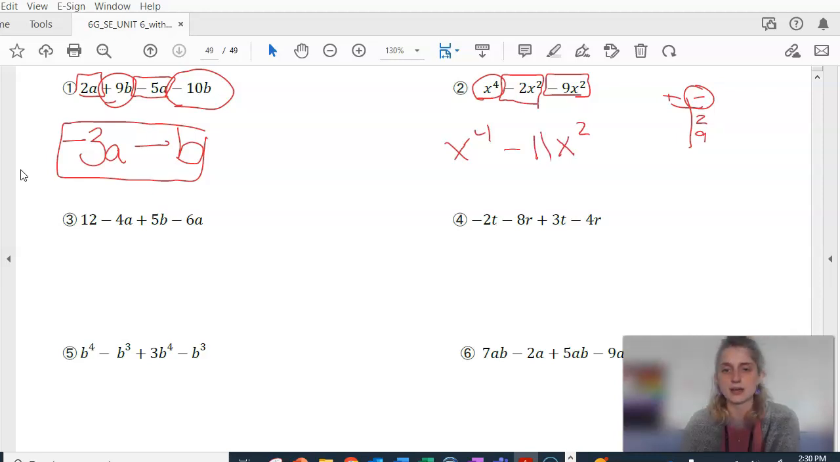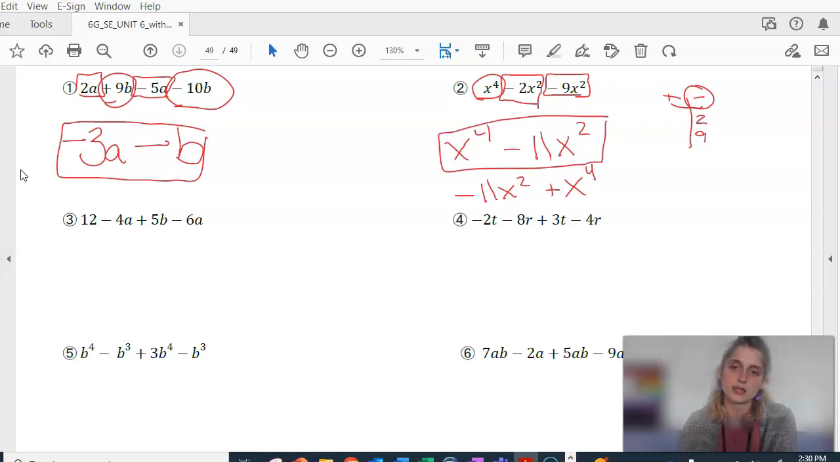Now again, it does not matter to me. You can write it that way, or you can write the negative 11x to the power of 2 first, plus the x to the power of 4. Either way is fine. It's just making sure that you are not combining the x to the power of 4 and the x to the power of 2's, and that you are keeping this as a negative sign.